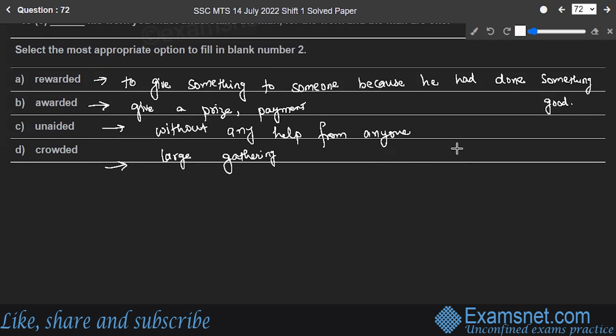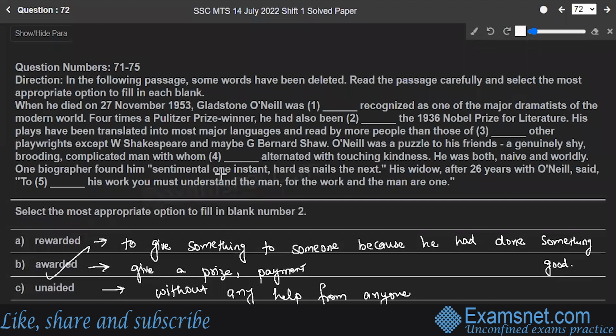The implied meaning of the sentence is additionally, he had received the 1936 Nobel Prize in Literature. So, an award is going to recognize and honor a person's achievement, while a reward is given to someone who completes a task successfully. So, as per the given meaning of the words, awarded is the best fit into the blank. Option B. Right? So, it will be 4 times a Pulitzer Prize winner, he had also been awarded the 1936 Nobel Prize for Literature.